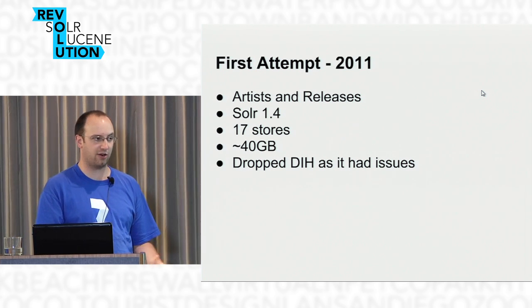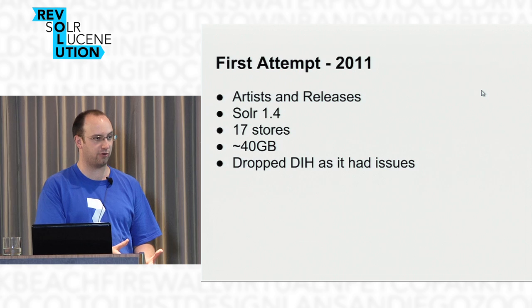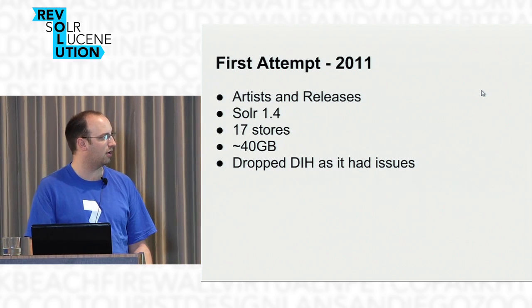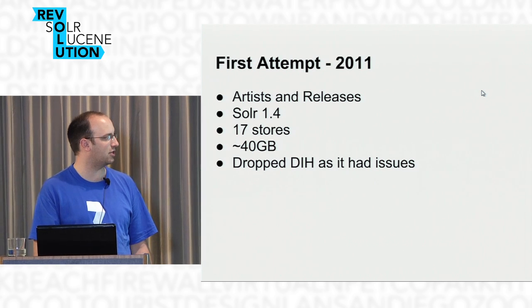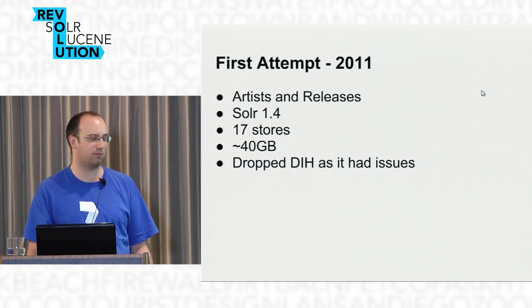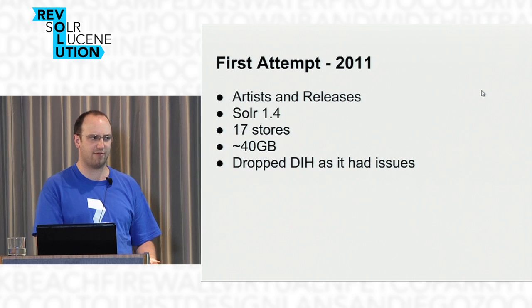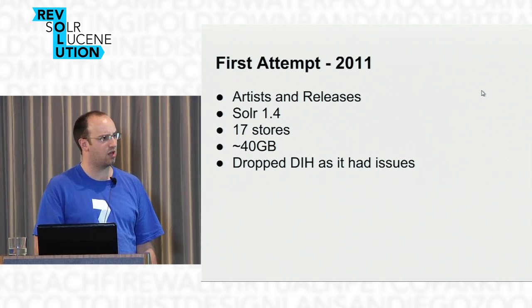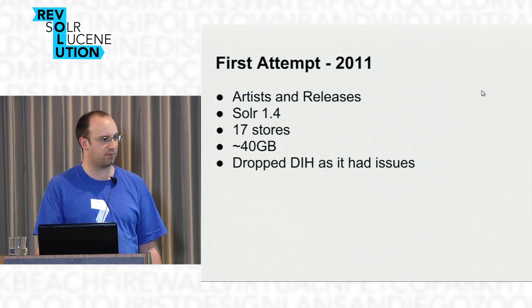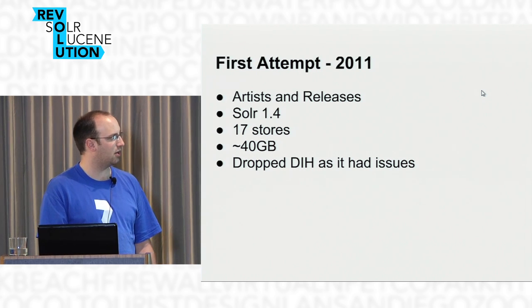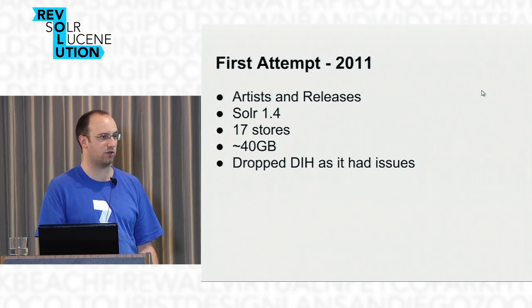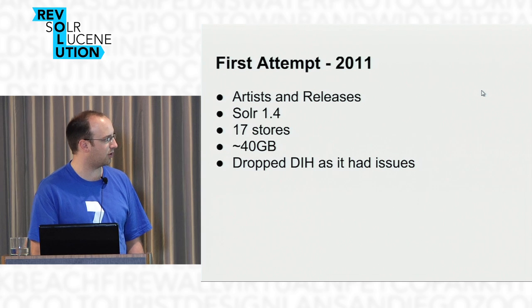So our first stab at Solr was back a couple of years back. We started off with artists because they were smaller, there's fewer of them. Then moved out to releases. Solr 1.4, only 17 stores at the time, mostly in Europe and the US store. Index size, everything together, was about 40 gig. We ran it on virtualized machines, KVM, and well, we're still running it on KVM now, and it's fast. We're not using bare metal, it works quite well.